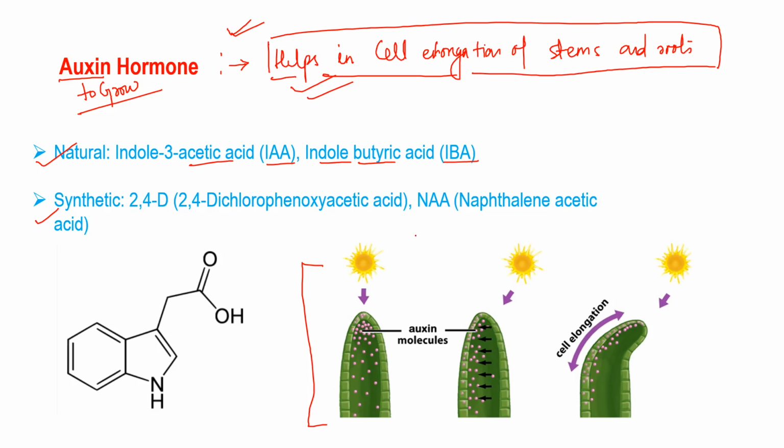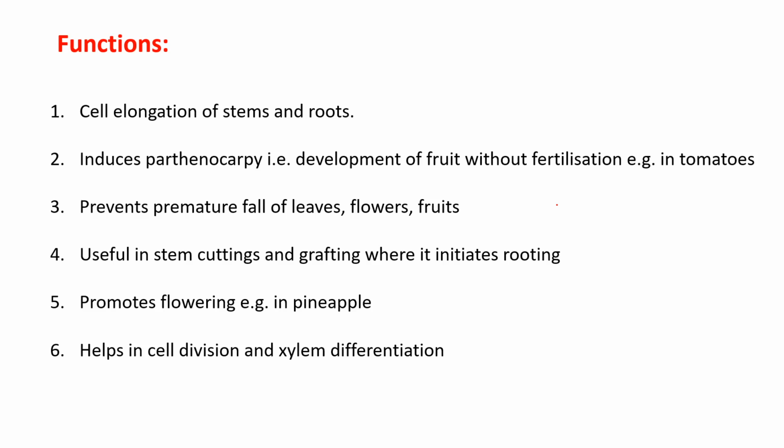So because they are found at the apices, their main function is to elongate the stem as well as root. Clear? So the function of auxin hormone is to help in stem elongation as well as root elongation. Clear? The two naturally occurring ones I have mentioned here, IAA and IBA, and the synthetic auxin hormones are dichlorophenoxyacetic acid as well as naphthalene acetic acid. Clear? Okay, now let's talk about the functions of auxin hormone in detail.